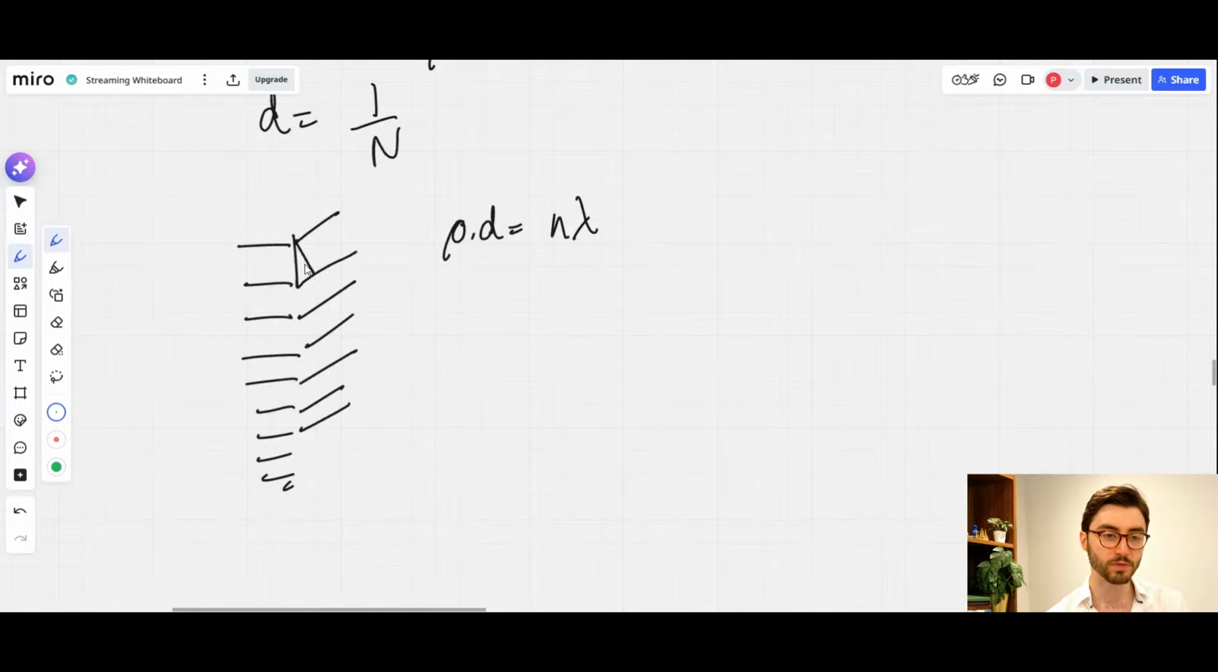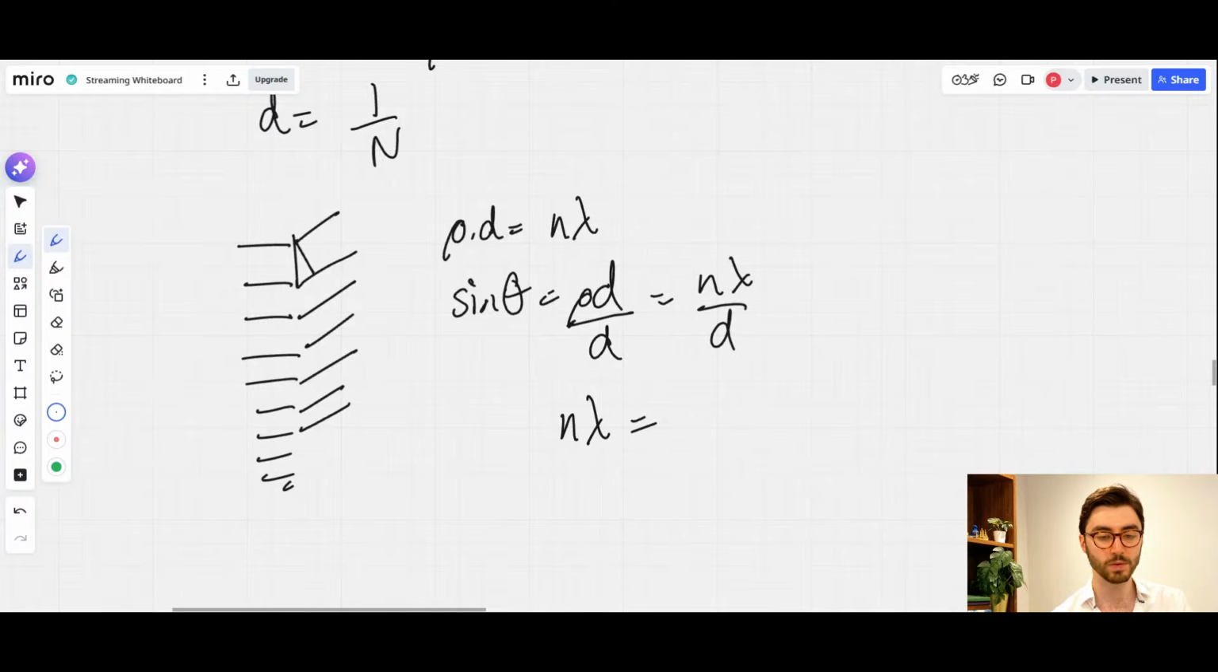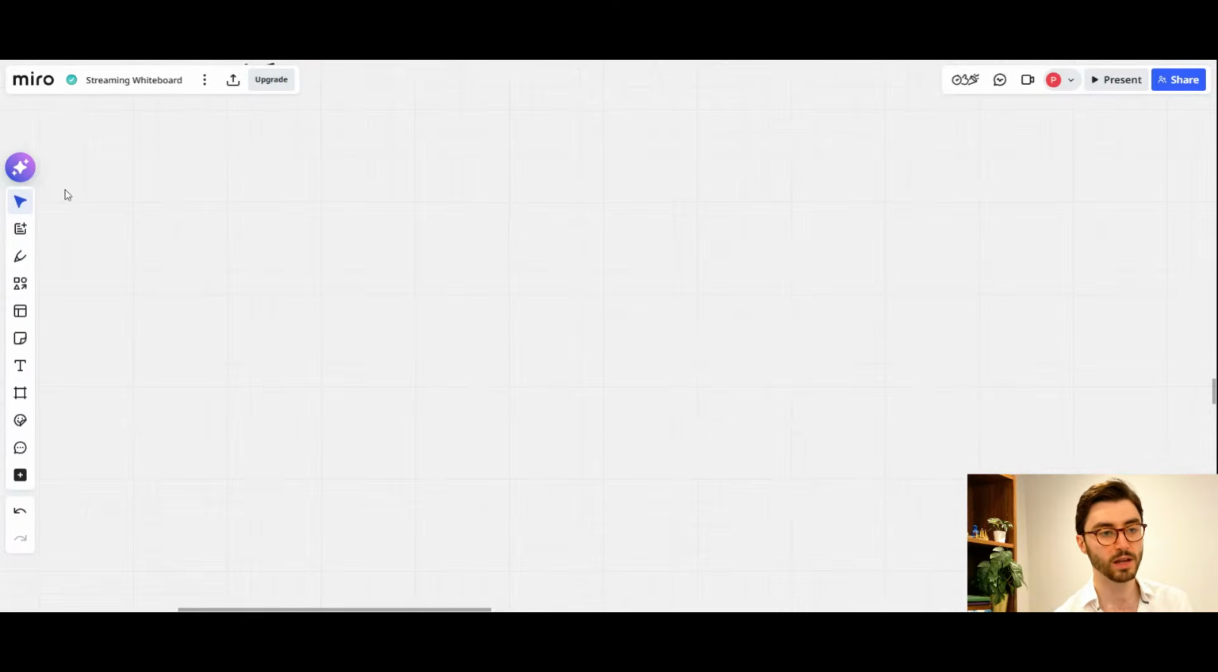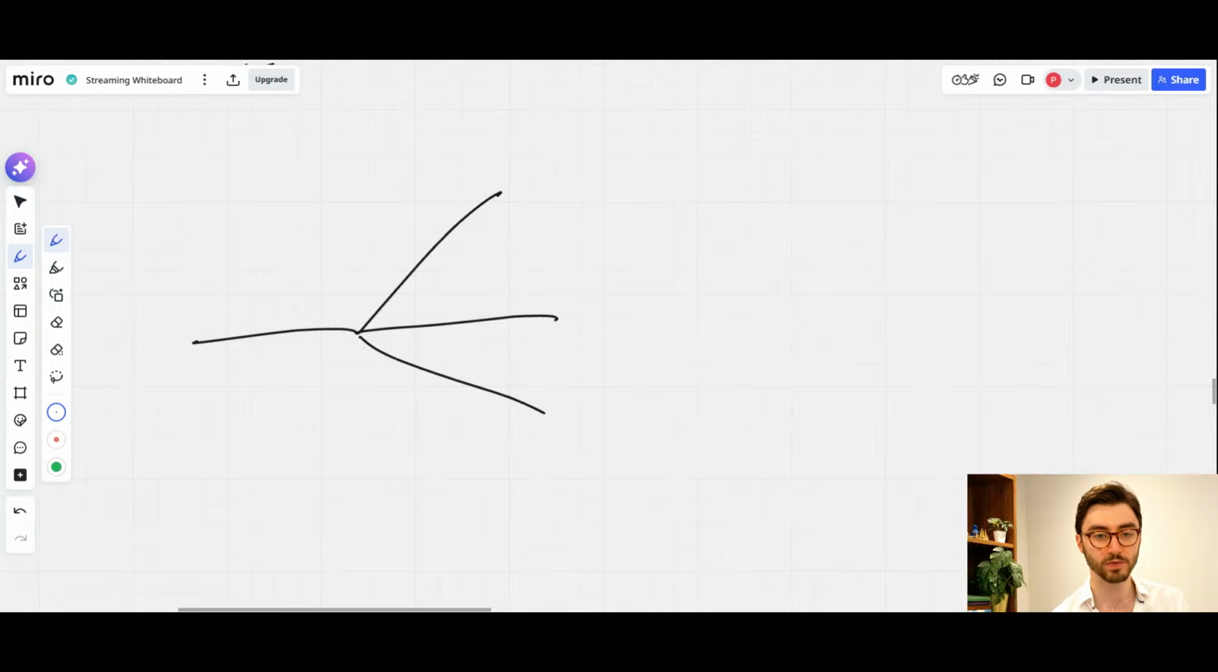And as we saw before, sine of theta is equal to the path difference over the separation of the lines. So it's n lambda over d. And so n lambda equals d sine theta. And if you shine a beam of light at a diffraction grating, you will see it split out into these different beams of different orders.